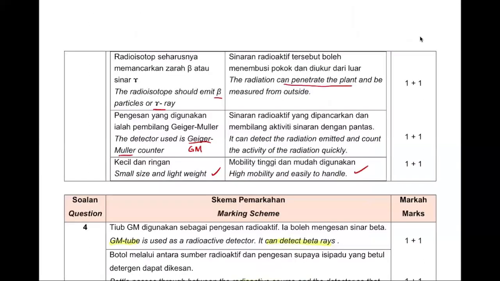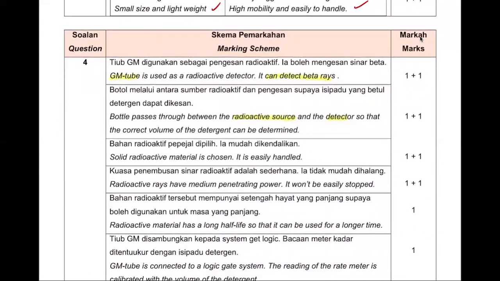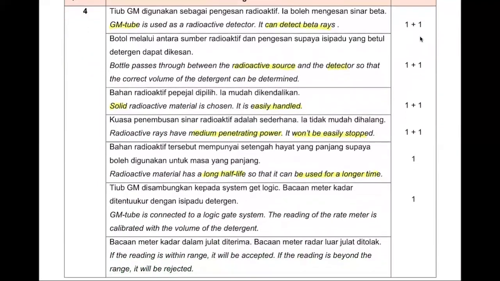Okay. Next is solid radioactive material is chosen because it can be easily handled. Radioactive rays have medium penetrating power, so it won't be easily stopped. Radioactive material has a long half-life so that it can be used for a longer time. Save costs. GM tube is connected to a logic gate system.